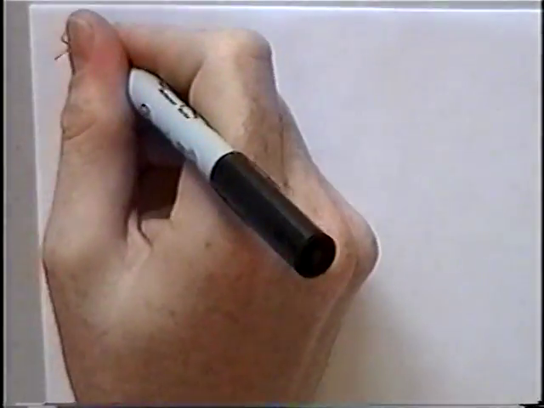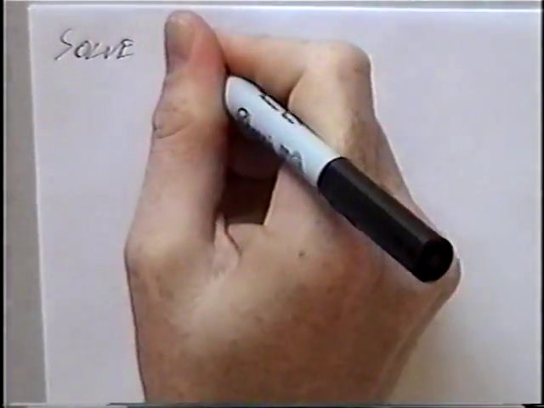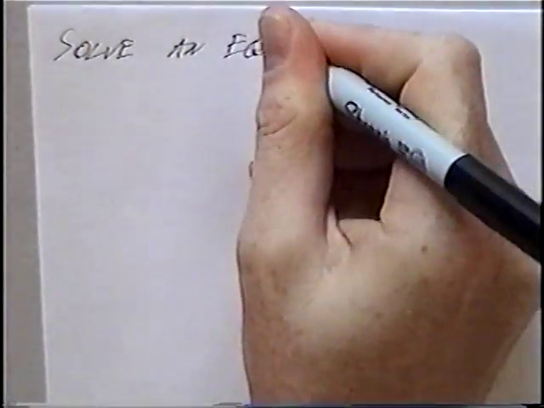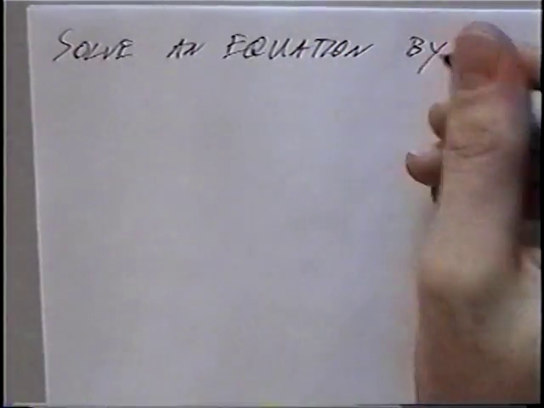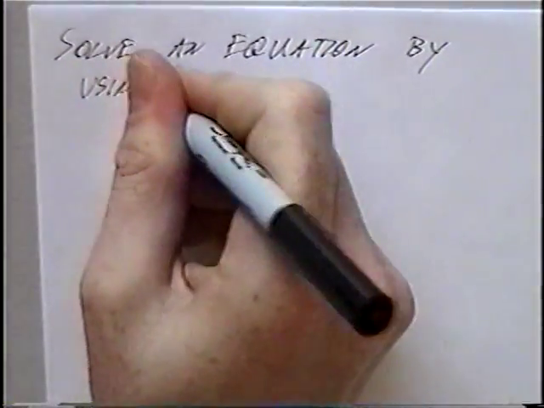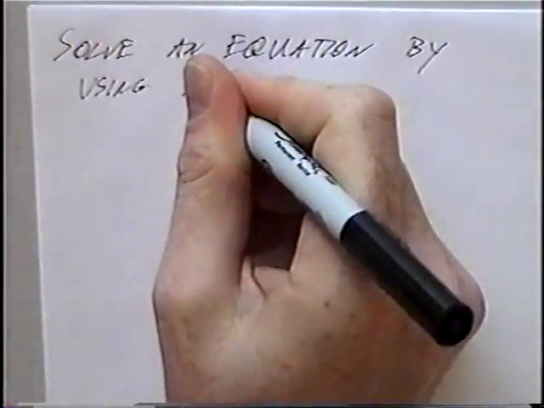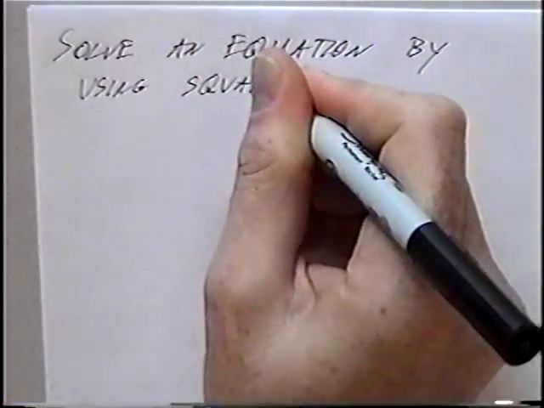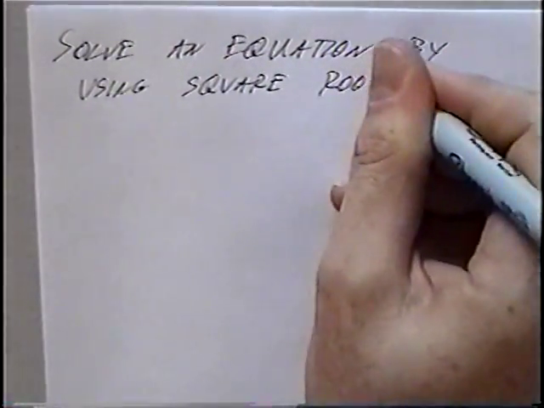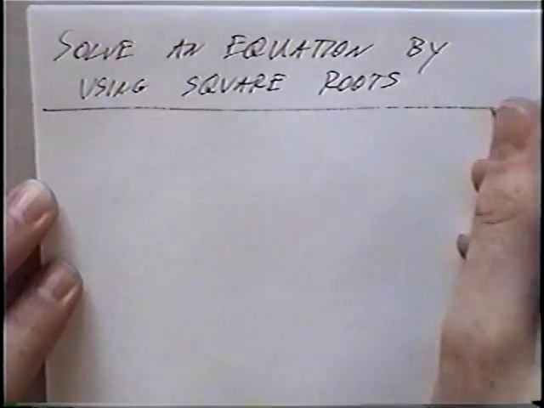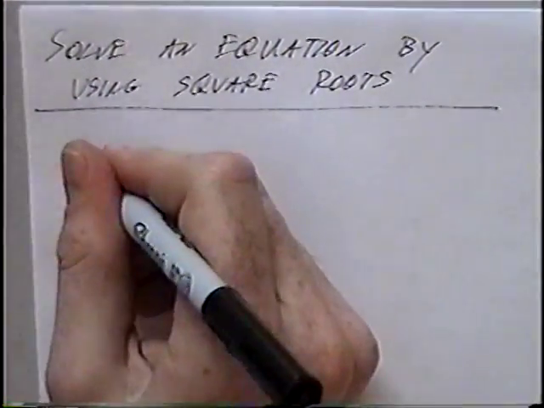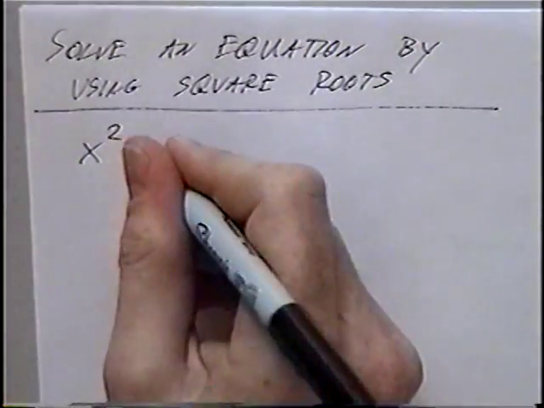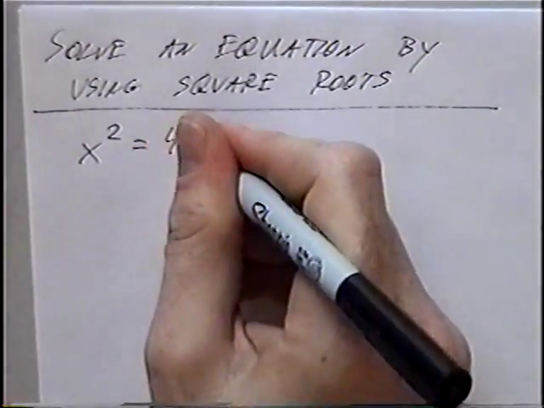The first section today is solve an equation by using square roots. First question today is x squared, or x to the second power, equals 49.